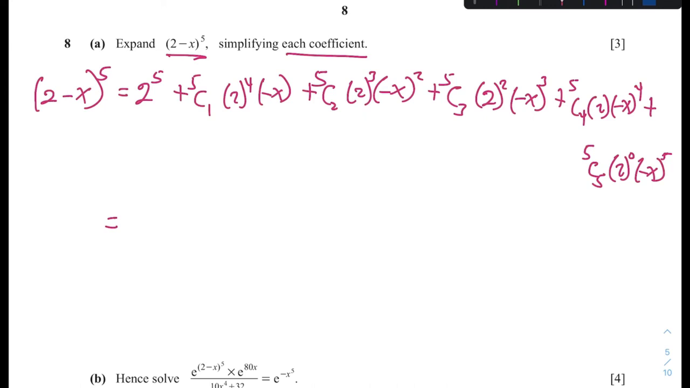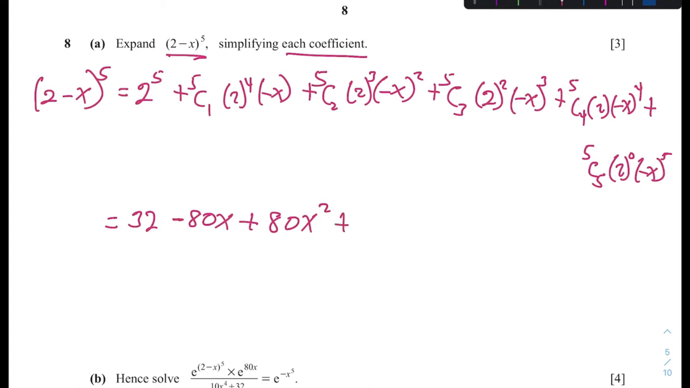2 to the power 5, I believe that is 32, and then we have 5 combination 1. We are going to multiply that by 2 to the power 4, which is 16, and that should give us 80. But that will become negative 80x because the x is negative. Well, the next thing will be 5 combination 2, which is 10. So we have 10 times 2 to the power 3, which is 8, and that will give us 80 again. But this is 80x squared.